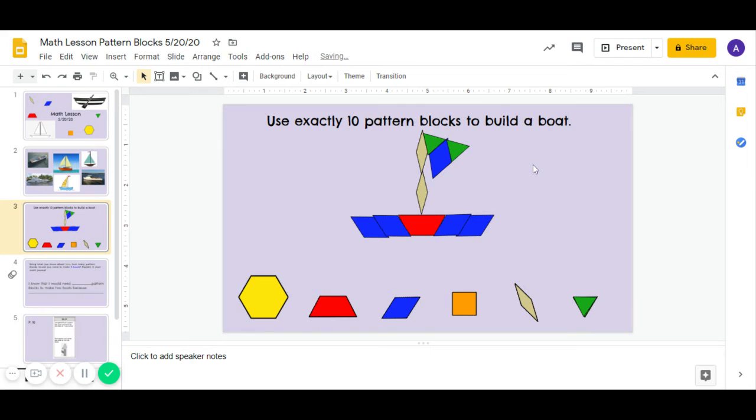Now it's not perfect, but I have created a boat using 10 pattern blocks. I used 1, 2, 3, 4, 5 rhombuses. I used 2 triangles, 2 diamonds, and 1 trapezoid. Your boat may look different, and that is awesome if it does. This was to use your creativity and your brain. Be sure to send a picture of your boat to your teacher.